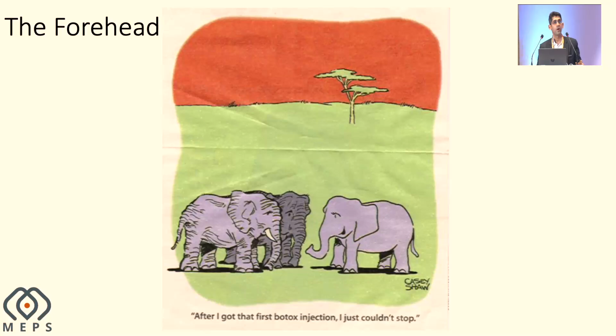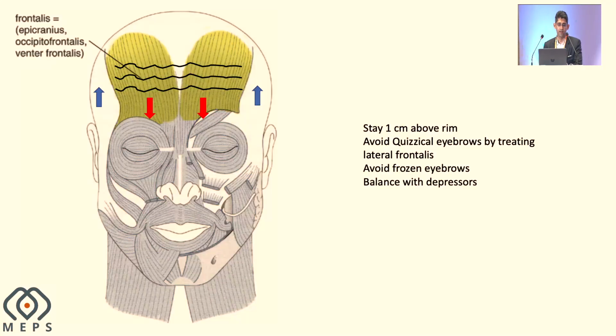Now the second most common and safe area to inject is the forehead. Now forehead, you know that it basically comprises of the frontalis muscle, which can have variable anatomy. So there could be a bifid frontalis, there could be a monofid frontalis, which you need to know about.